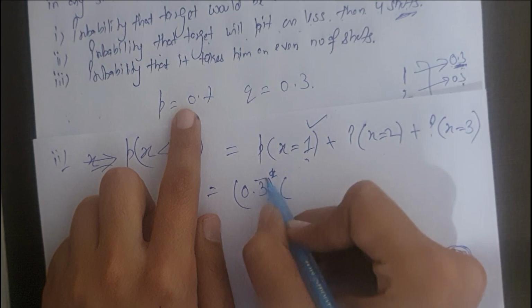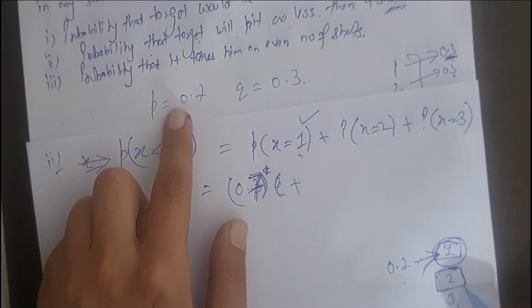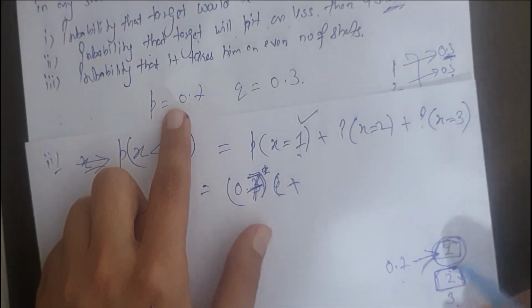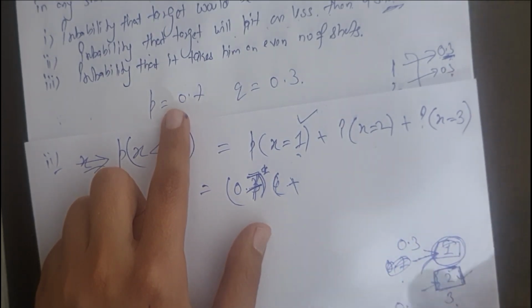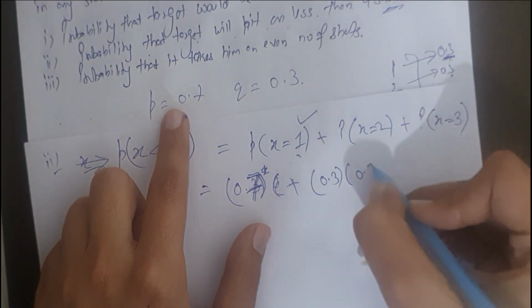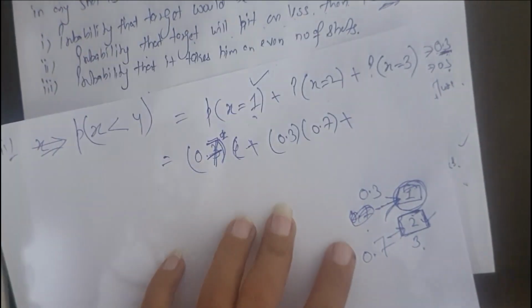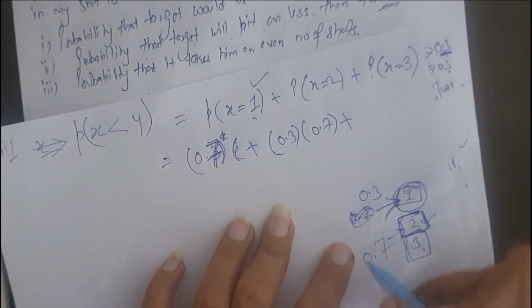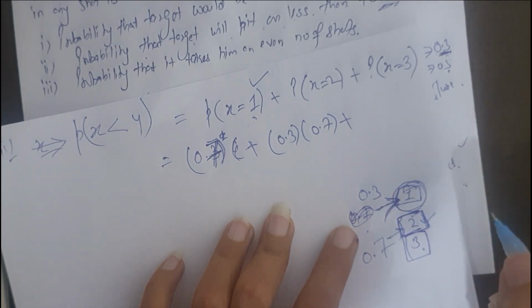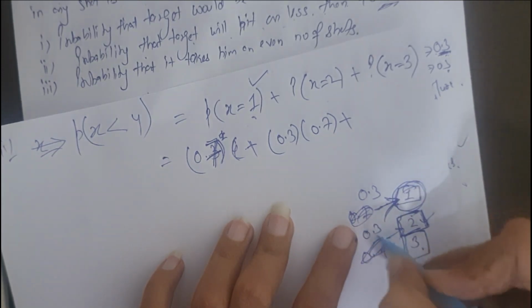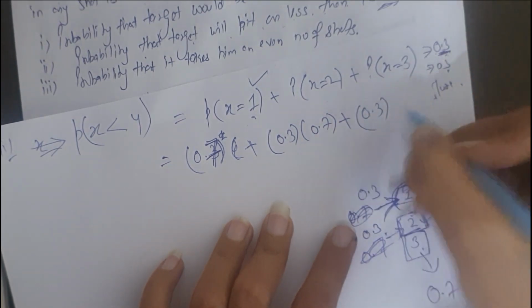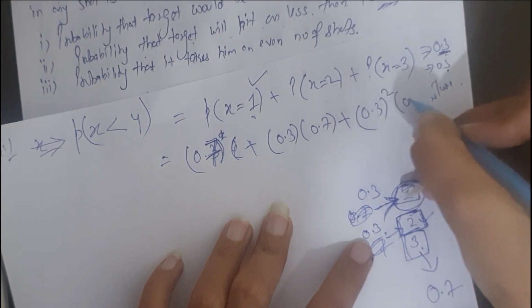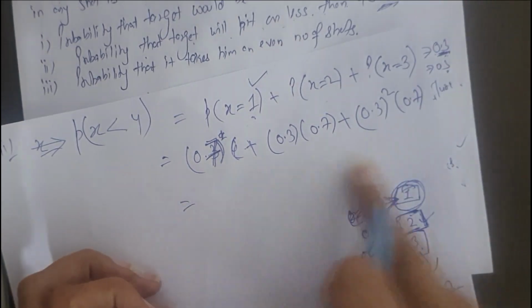Then this is 0.7. Second, the person got a success on the second case. It means that plus on the first time the person got a failure, that is 0.3, on the second case the person got a success, that is 0.7. That is plus 0.3 into 0.7, plus the person got a success on the third time, that is, on the first time a failure, on the second time a failure, on the third time a success, that is 0.3 squared into 0.7. Solve it and you will get your answer.